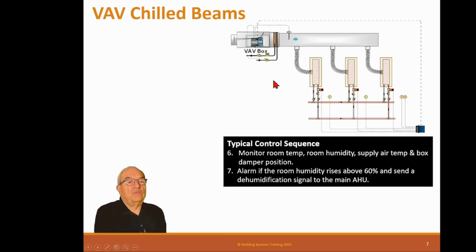Monitor the room temperature, monitor room humidity, supply air temp, and box damper position. Alarm if the room humidity rises above 60% and send a dehumidification signal to the main air handler unit. So what happens here is this has no capability to dehumidify. It has to be done upstream. So if we get this room humidity sensor start sensing a 60%, then we put the main air handler into dehumidification mode, and it has a reheat coil in it, so it can now keep this air where it needs to be. And this coil here can be used for some reset, but it's best used for heating in the space.